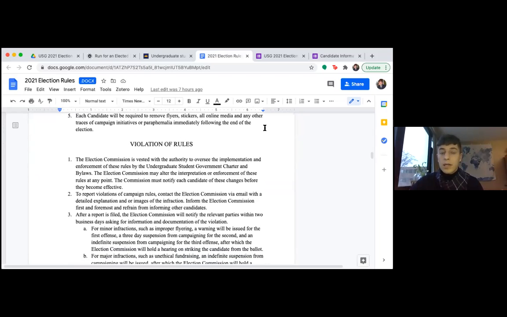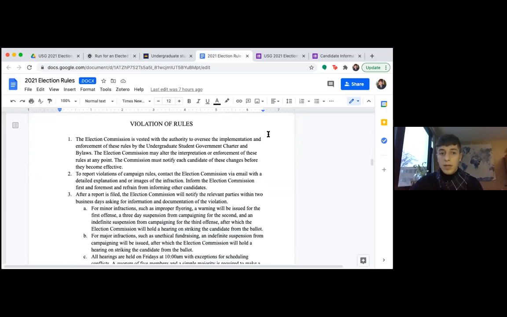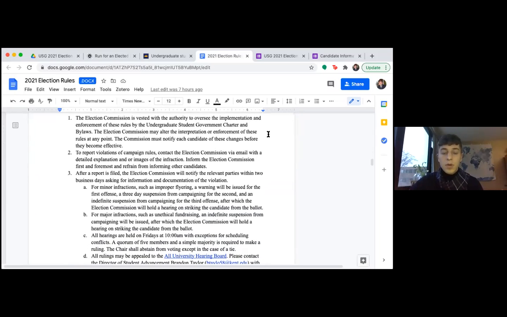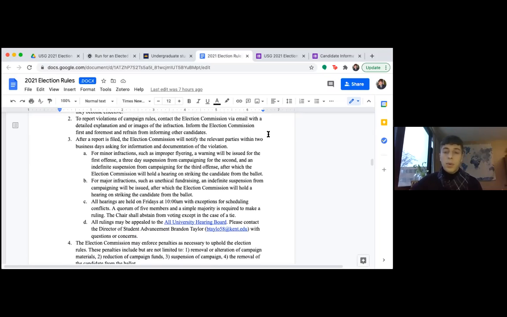You'll also be required to take down your campaign materials after the election. So here's involving the violation of rules. Hopefully, we really won't have any instances of this, but being realistic, people make mistakes, and that's one of the main things that we'll be discussing. So what that process looks like, first, there'll be a report of a violation, whether it's myself or a commissioner finding out about it or seeing something, whether it's another candidate, someone that's just a student, administration, or an advisor.